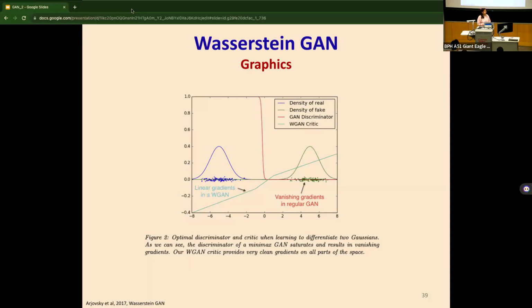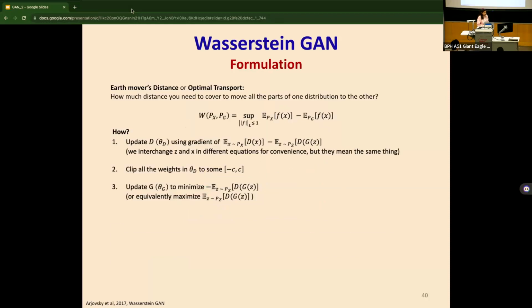Now here we can see that this solves our vanishing gradient problem, which was present in the vanilla GAN version. If you see over here, the WGAN has linear gradients, which means it has a gradient at every point in time. And at any point, if you go and check, you will know which direction you want to go. So this is the benefit of that.